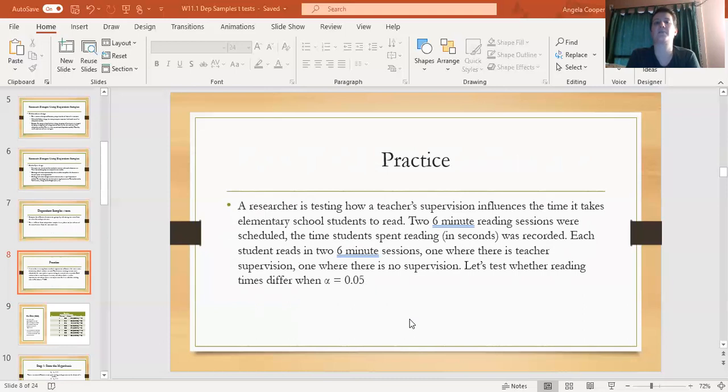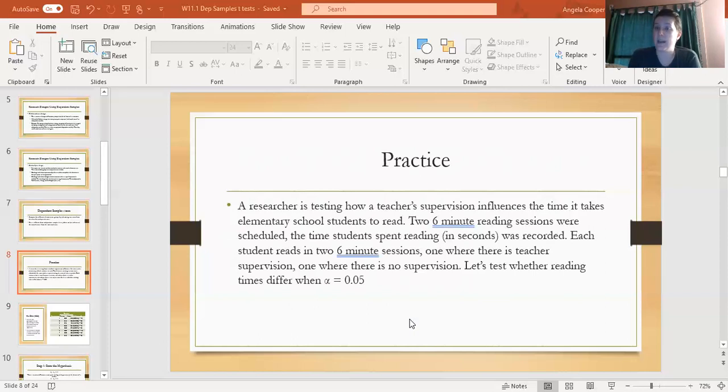The time students spent reading, in seconds, was recorded. They're reading for 6 minutes, and each student is being timed on how long they're actually reading. So they're looking down at their papers, they're not on their phones, they're not poking other kids or whatever it may be.